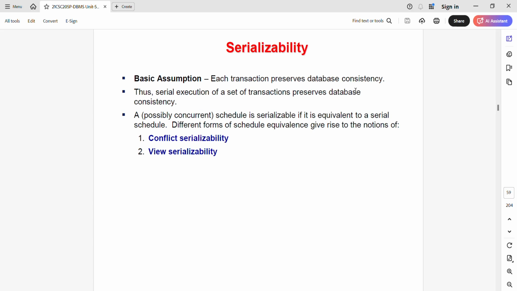And here we need to maintain serializability. Serializability means whenever we are doing transactions, if we follow the schedule, each transaction should preserve database consistency. Consistency means the value should be the correct value. Thus, the serial execution of a set of transactions preserves database consistency. So a schedule is serializable if it is equivalent to a serial schedule. We have two types of schedule equivalence: one is conflict serializability, the second is view serializability.